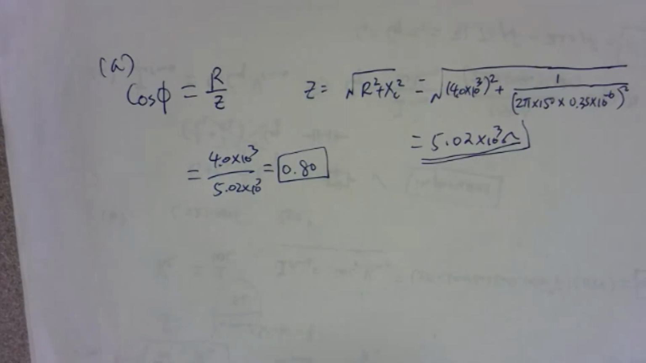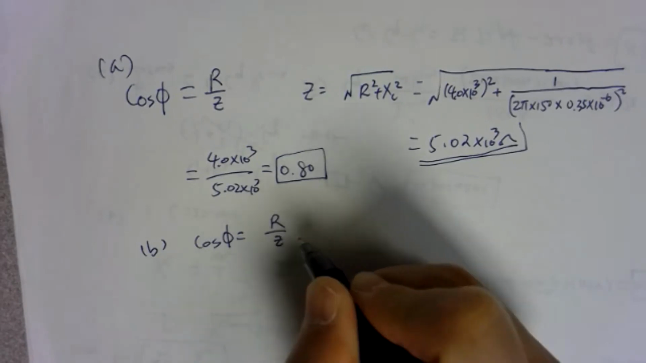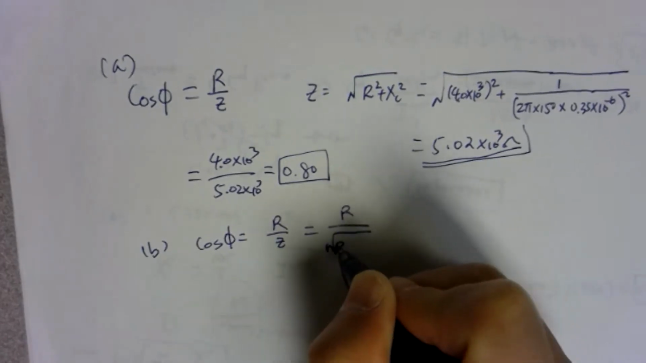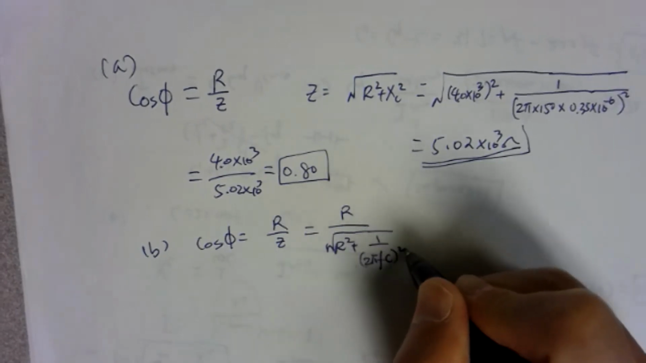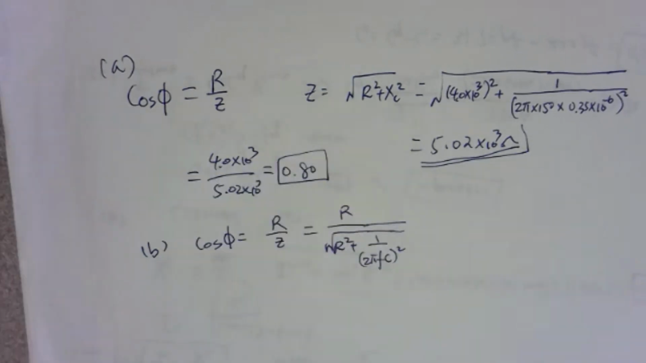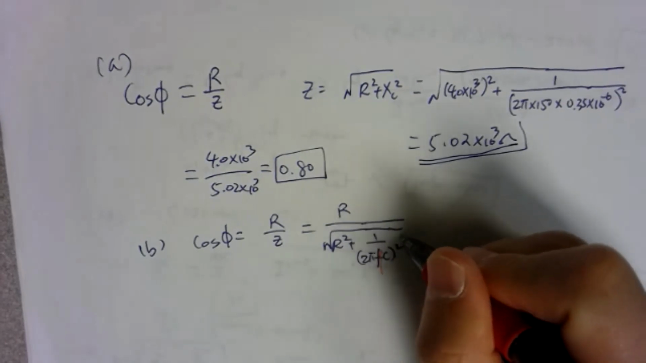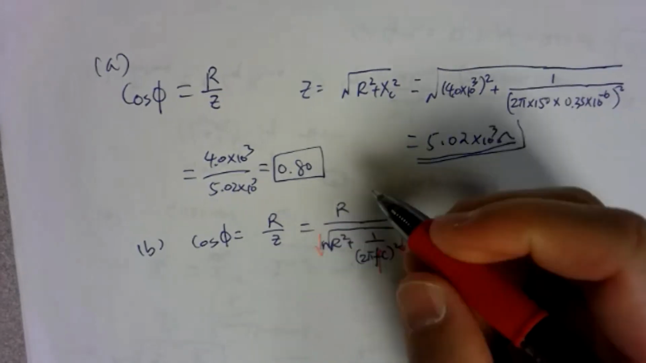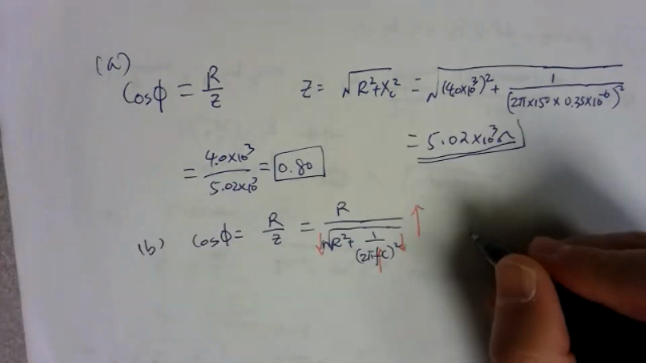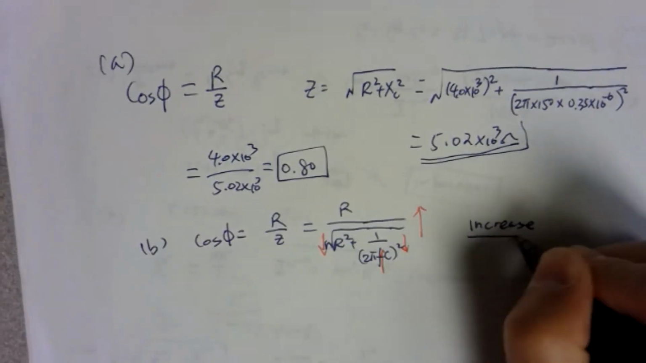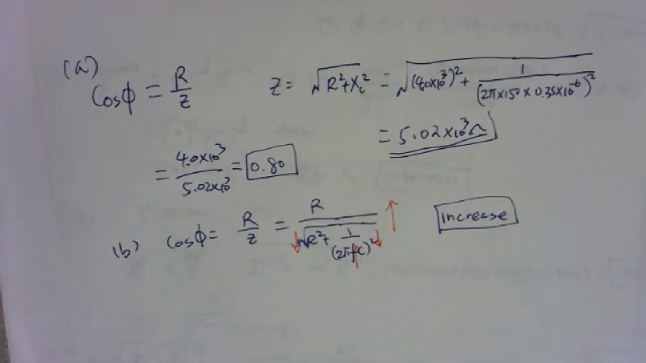On part B, power factor is equal to R over Z, which is R over the square root of R squared plus, right, 1 over 2 pi f C, to be squared. So it's asking you now if your frequency increases. So this guy increased, right? So this thing will decrease. The whole thing down here will decrease. So then the power factor will increase. So the answer will be increase. Okay, so the power factor will increase as your frequency increases.